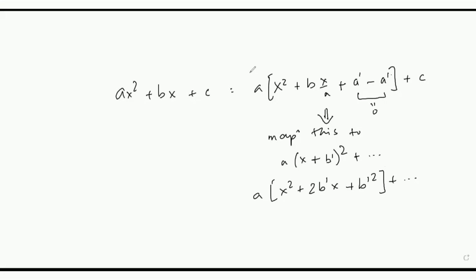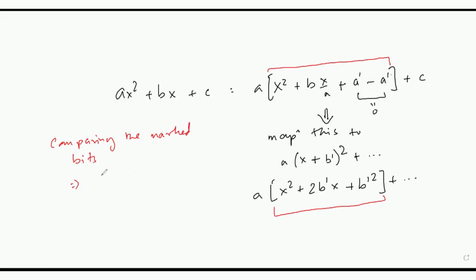Now we can compare this bit to this bit, and so comparing the marked bits, we get x squared maps to x squared, so that's not a problem. The second term, x times b over a, maps to twice b prime x, and so we can get what b prime is from here. b prime will simply be b over twice a.